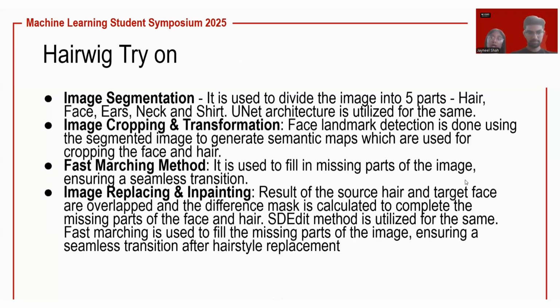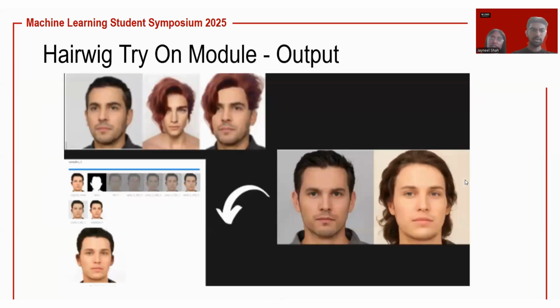And for the hair try-on, we followed various steps. First was the image segmentation. Then we did the image cropping and transformation. Then the fast marching method and the edit was used. So fast marching method is basically used in the mid part.